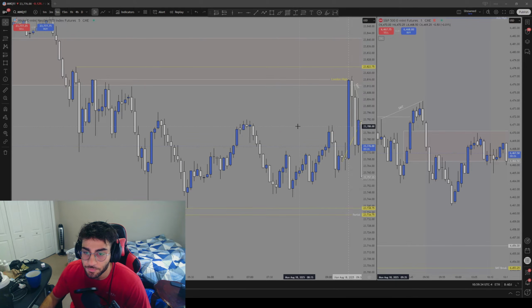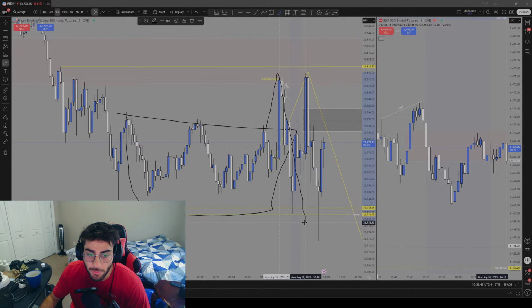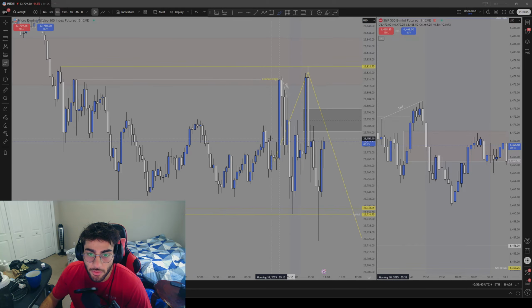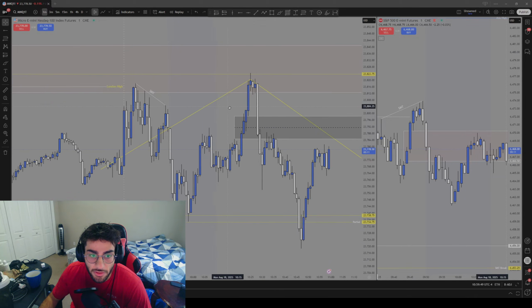telling us that we manipulated up after accumulating, like this is our accumulation range right here, this box, manipulate up and then distribute down to these lows over here. That's our power 3 AMD rule right there. And that's the confluences I use to take trades.